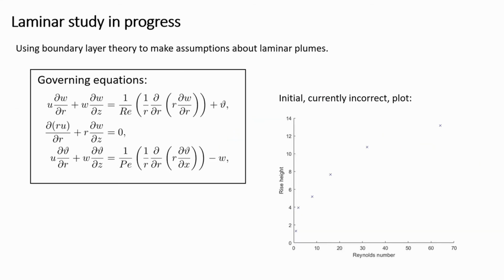So that brings us to another part of my work, which involves some laminar plume theory. I've used some boundary layer theory to make some assumptions about the flow and simplify the governing equations to those that you can see here. They're also axisymmetric. I then use MATLAB to write a Crank-Nicolson solver to solve these new equations and grab rise height from there. The current results are not quite there yet, but you can see from this crude MATLAB plot that the trend is correct, so hopefully it's not too far off, but I guess, well, time will tell.